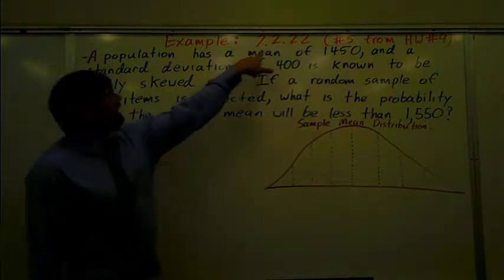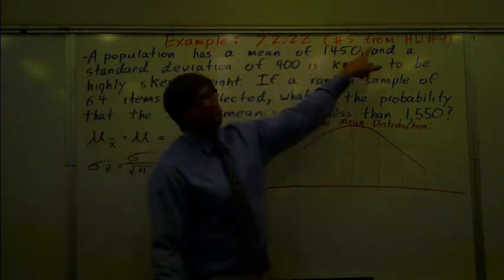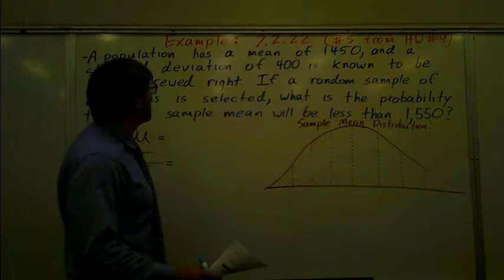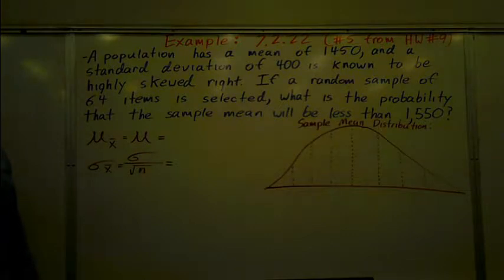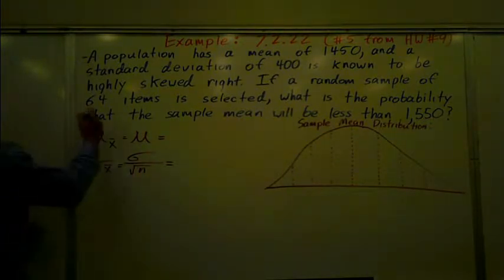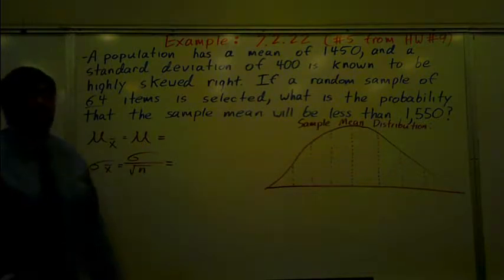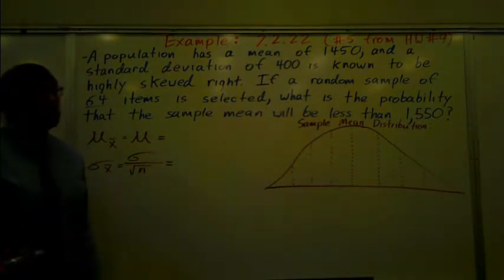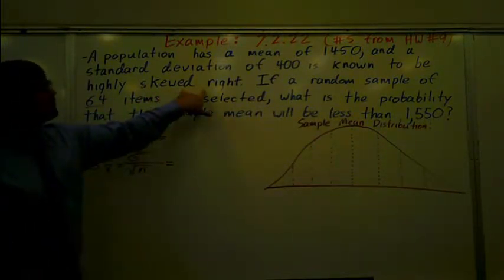The homework problem is 7.2.22, and it's number 5 from your 9th homework assignment. It says that the population has a mean of 1,450 and a standard deviation of 400, and it's known to be highly skewed to the right. If a random sample of 64 items is selected, what is the probability that the sample mean will be less than 1,550?